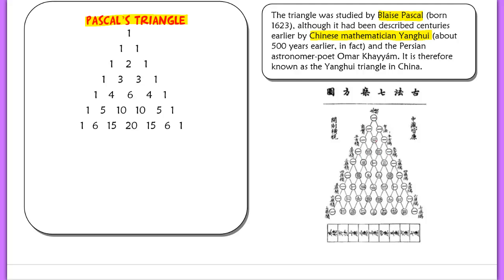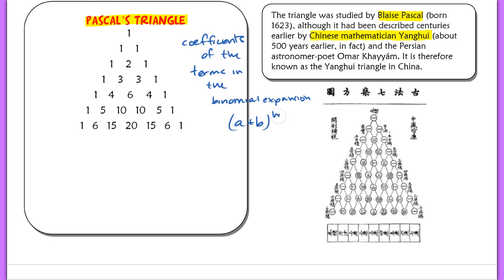Anyway, this array of numbers represents the coefficients of the terms in the binomial expansion of a plus b to the n. I know that's a mouthful, but remember when we took a plus b to the 0 power, we got 1. That corresponds to the first row that you're seeing. When we take a plus b to the first power, we end up with a plus b. You might wonder how that corresponds to this. Well, those are the coefficients of a and b, 1 and 1.